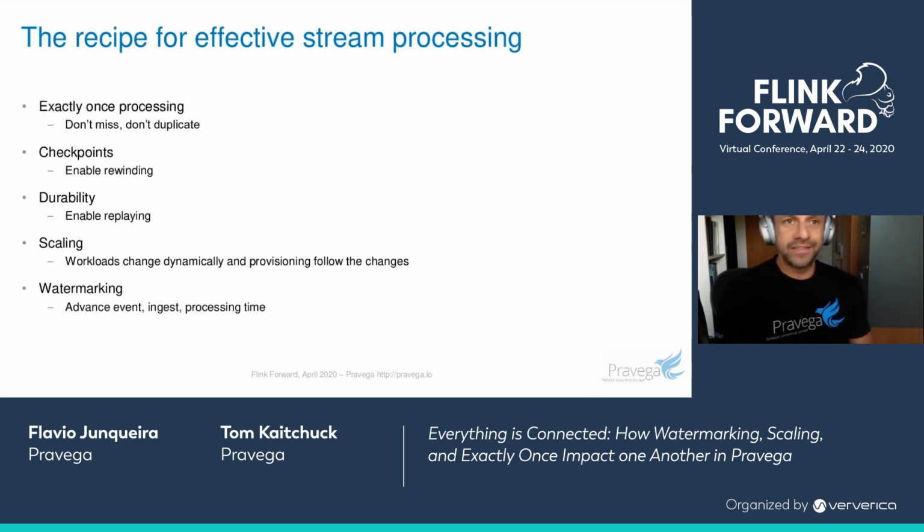Now, the recipe for this is Pravega, which encompasses a number of critical features that we believe are necessary for building these pipelines. And they are exactly once processing, so don't miss, don't duplicate. Checkpoints are critical for Flink, and having checkpoint in Pravega connects the read side of Pravega to the Flink checkpointing mechanism. Durability, so the ability of replaying, so going back to a position of a stream and replaying, so that the data needs to be there. If that needs to happen, so that reprocessing needs to happen.